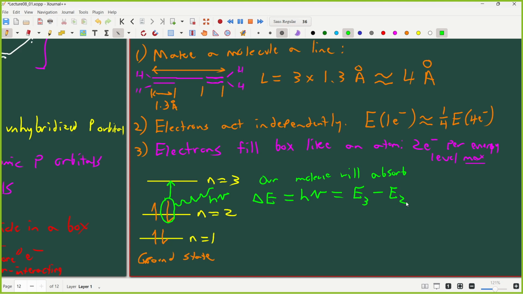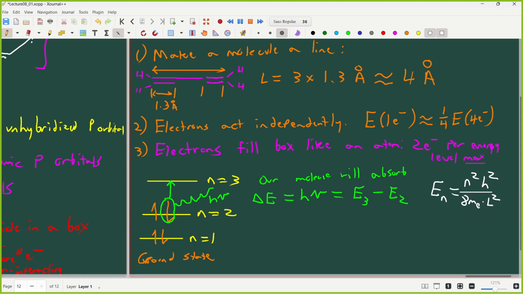All right, so we can calculate that. We know the formula for the energy for a particle in a box. We've written it down. We derived it exactly. So I'll just write it over here on the side. Remember, En is equal to n squared h squared over 8 times the mass of the electron in this case times the length of the box squared.